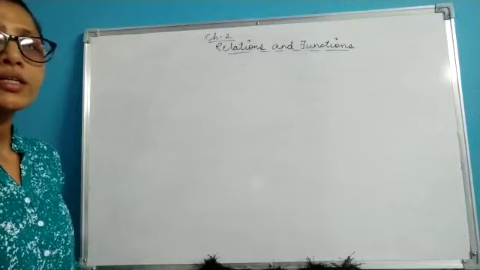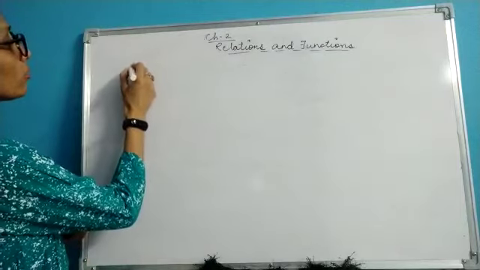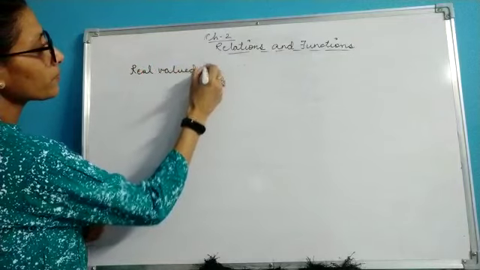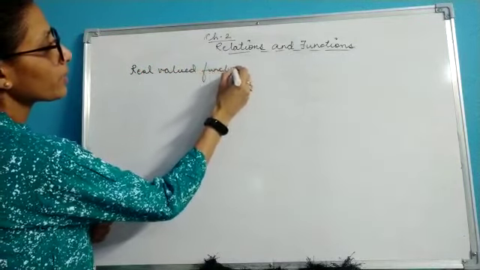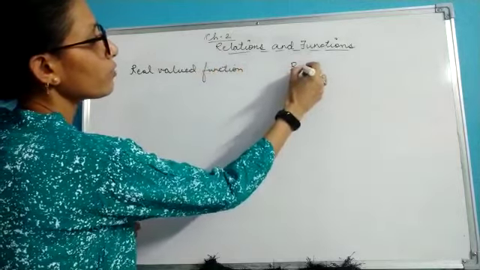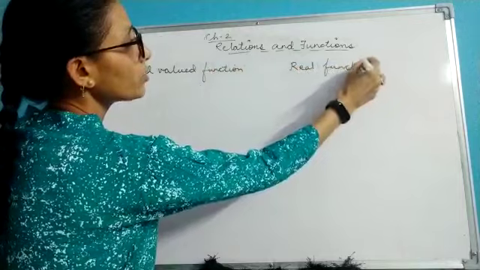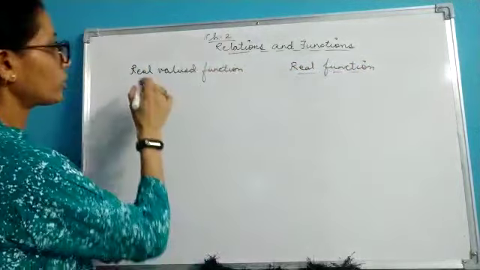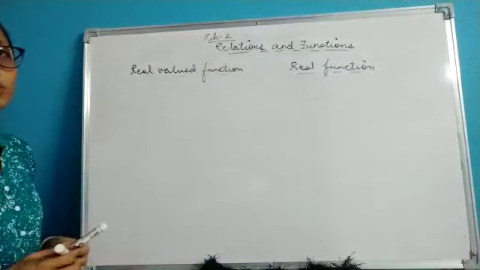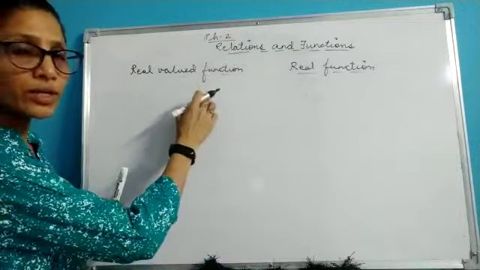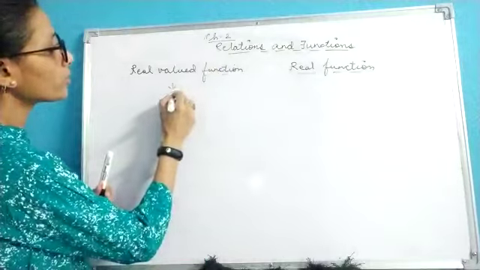Let's now define two terminologies. One is real valued function and another is real function. Now how do they differ from each other and what are their definitions? Real valued functions. Children, a function is said to be a real valued function if its range is real.